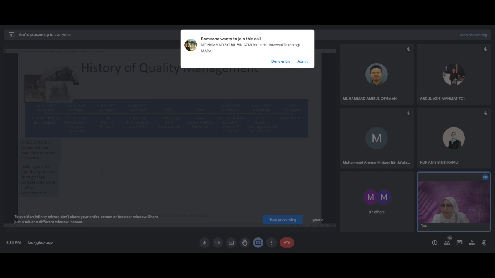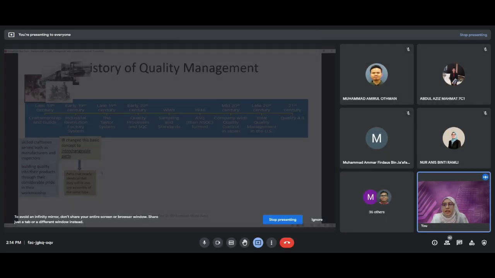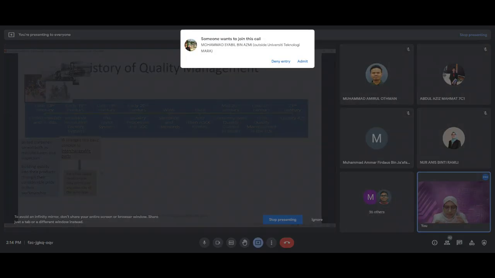And in the early 19th century, the Industrial Revolution changed this basic concept into interchangeable parts. Interchangeable parts means parts that are nearly identical so that they will fit into any assembly of the same type. Meaning to say, the product is no longer made on a custom basis, but is developed into the same part so that it can fit into any other parts during assembly.